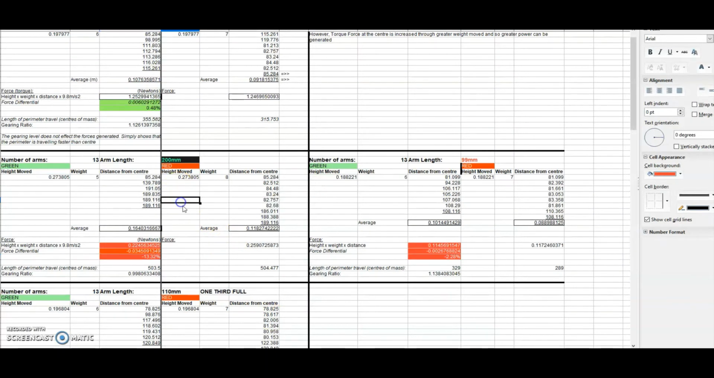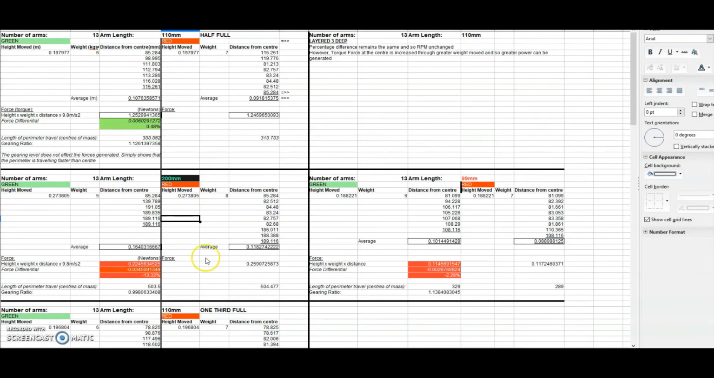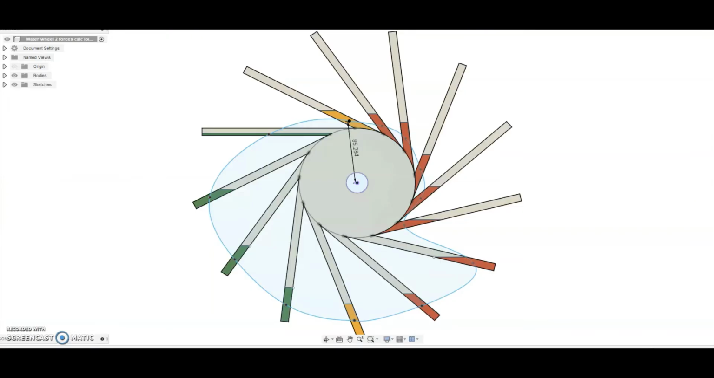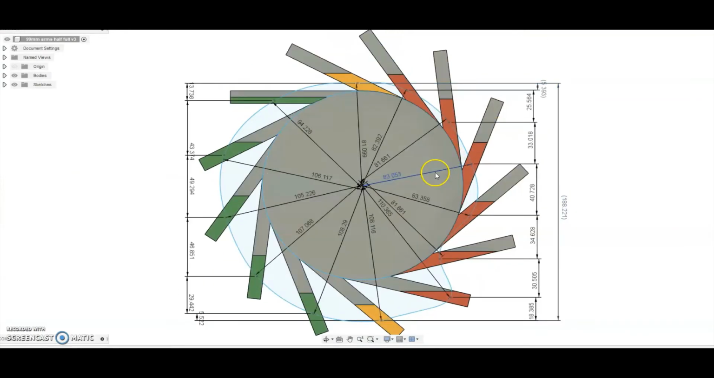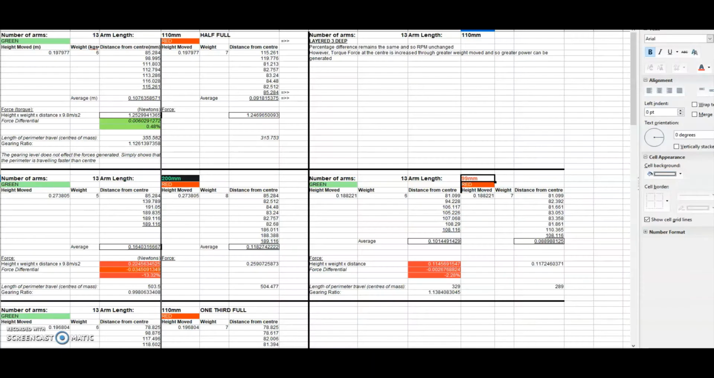I then moved on again to have a look at what would happen if we made the arms shorter, so to 99 millimeters. So if we take those to 99 millimeters, which is here, we then have 1, 2, 3, 4, 5, 1, 2, 3, 4, 5, 6. So again, we're going back to a similar equilibrium to the first one we had. But when we calculate the forces down, it's now moved from, instead of a positive 0.48%, it's moved down to a negative 2.28%.